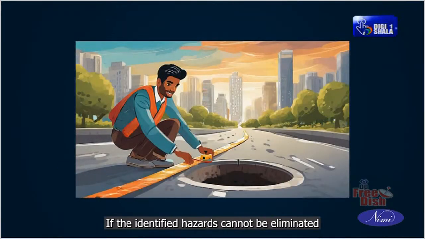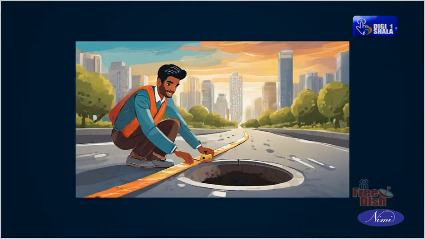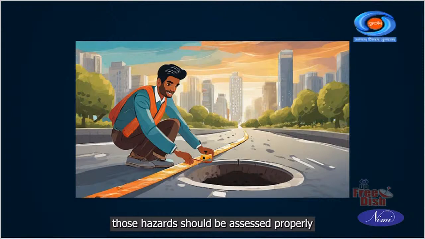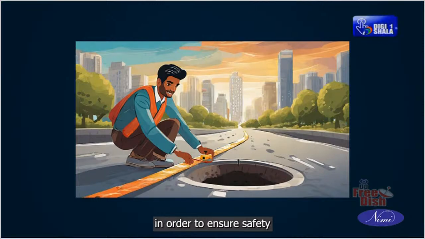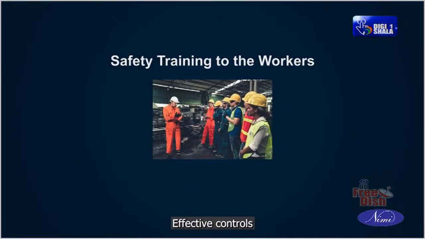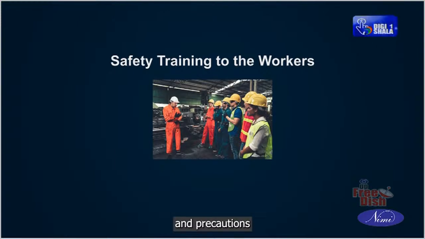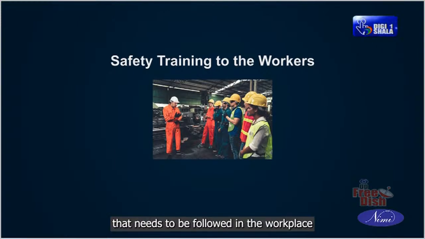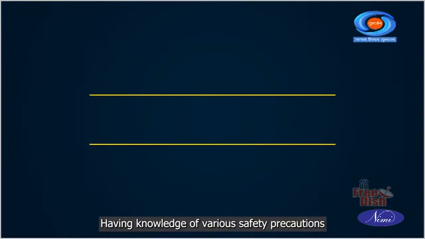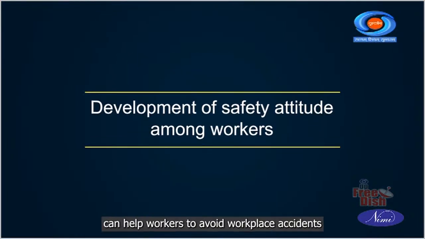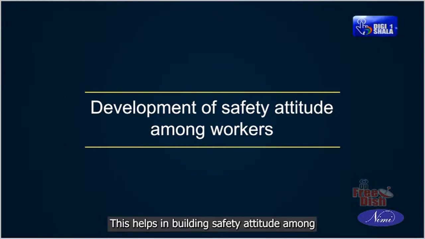If the identified hazards cannot be eliminated, those hazards should be assessed properly and effective controls should be implemented in order to ensure safety. Effective controls generally include proper training and facilitating of the workers about the hazards and precautions that need to be followed in the workplace. Having knowledge of various safety precautions can help workers to avoid workplace accidents. This helps in building safety attitude among the workers.